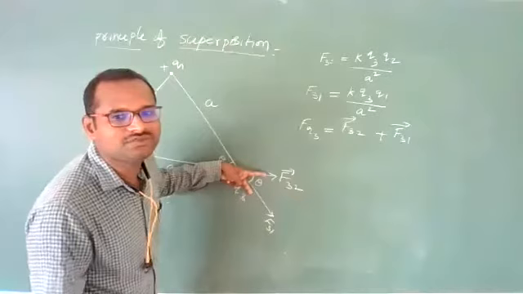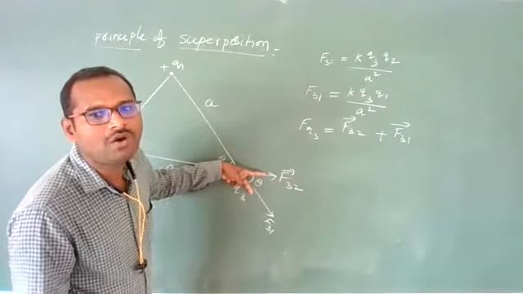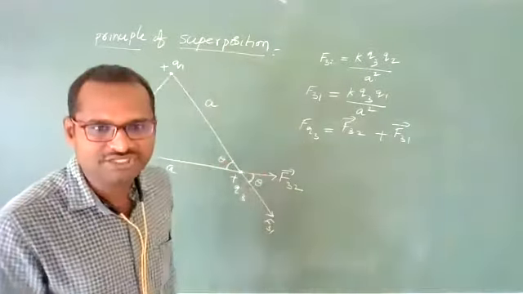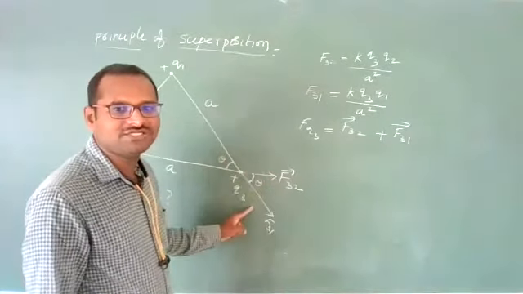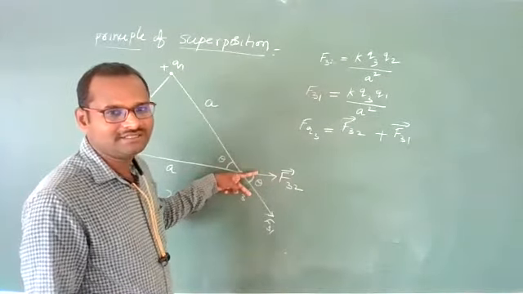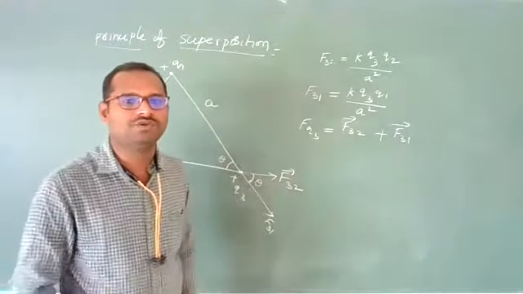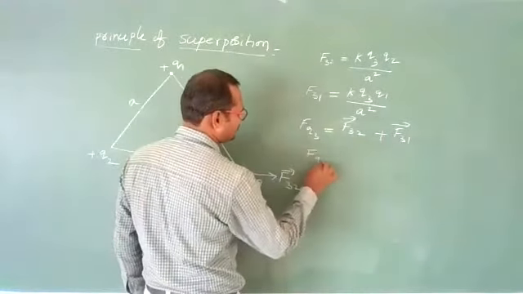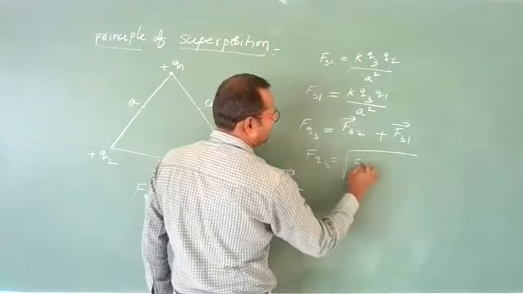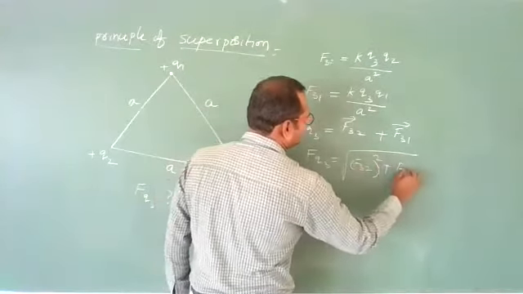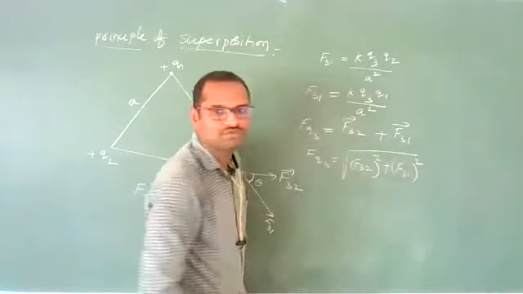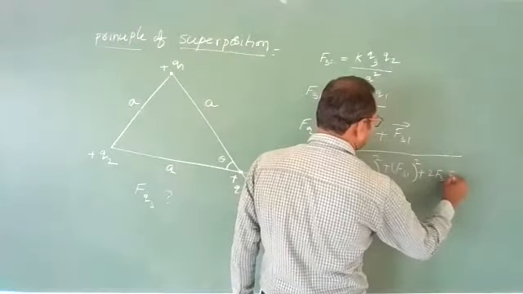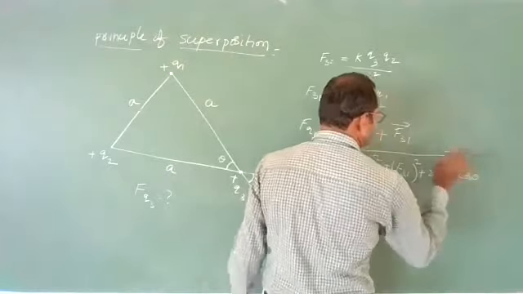Now these are two vectors making some angle theta between them. How to write the resultant of these two? We know, very simple: parallelogram law of vector addition. We can take one vector as p bar, another vector as q bar, with angle theta between them. Then the resultant is root of p square plus q square plus 2pq cos theta. Same as it is. So force on the third charge is nothing but under root of F32 whole square plus F31 whole square plus 2 into F32 F31 cos of angle theta between them. Yes, this is the value.